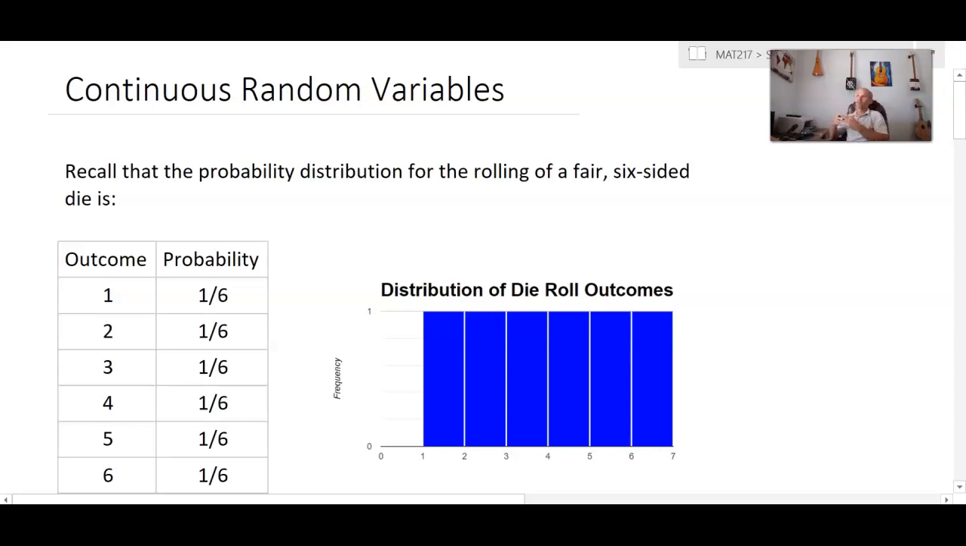Hello and welcome. In this video, we're going to get into some of the basics of continuous random variables. So recall that the probability distribution for the rolling of a fair six-sided die is as listed in this table. So we have 6 possible outcomes. We can roll a 1, a 2, a 3, 4, 5, or 6. And each of those occurs with equal likelihood, 1/6.